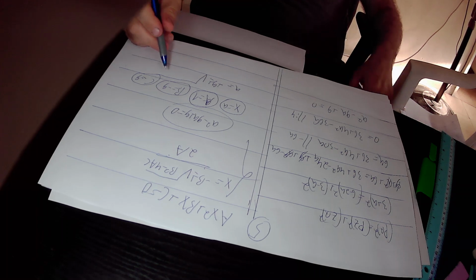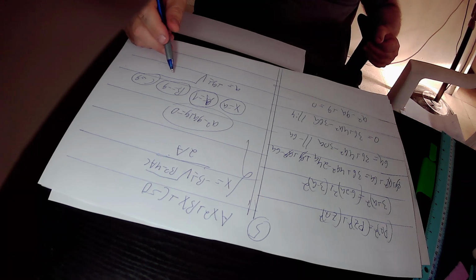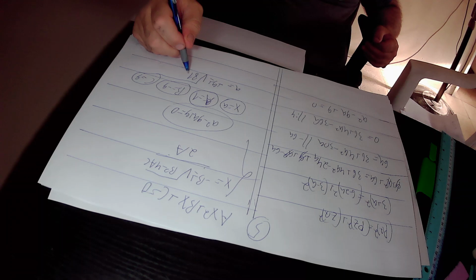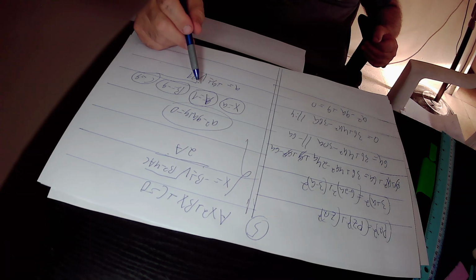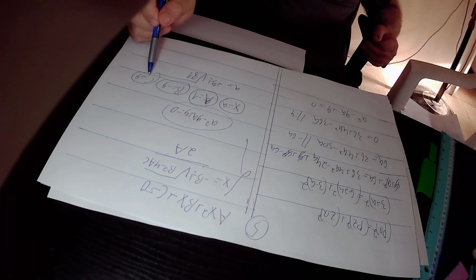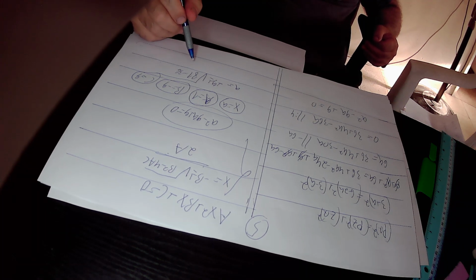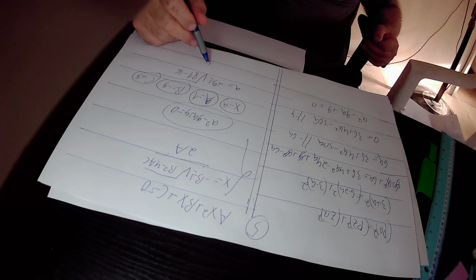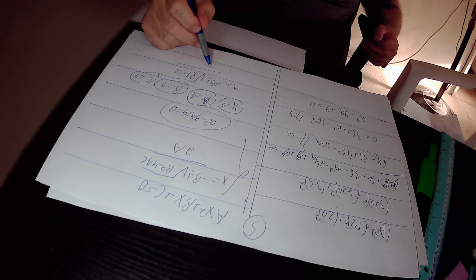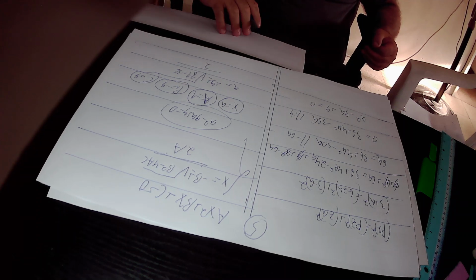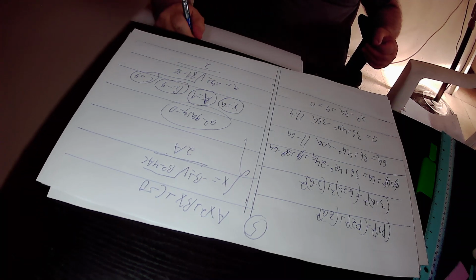b is minus 9, therefore b squared is minus 9 squared, that is 81, minus 4 times a. a is 1, therefore minus 4 times 1 is minus 4, times c. c is 9, and minus 4 times 9 is minus 36. So inside the root we have 81 minus 36 over 2a. a is 1, so 2a is 2 times 1, that is 2.